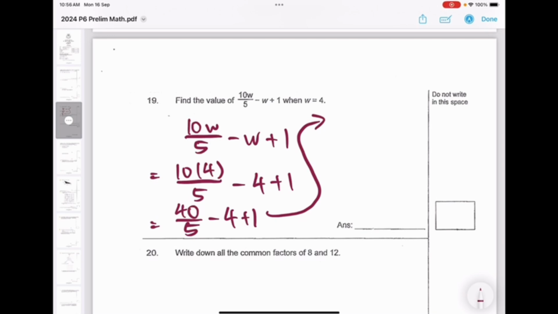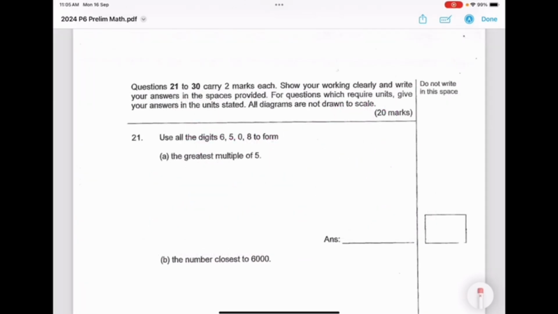Moving right up here, 40 divided by 5 would give me 8. So I would be left with 8 minus 4 plus 1, and that would simply give me 5. And this is your answer for question number 19. Moving on to question number 21, let's read the question together.